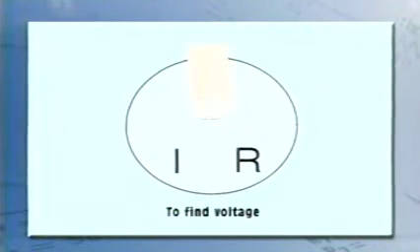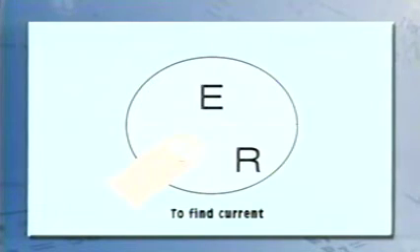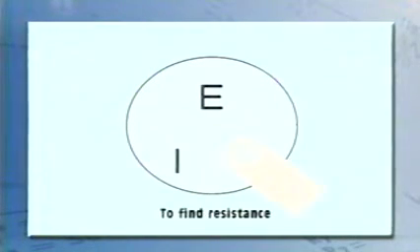A simple chart can help you remember these formulas. If you're trying to find the voltage and you know the current and resistance, place your finger or thumb over the letter that represents voltage, in this case E. The chart indicates that you should multiply I by R. If you are trying to find the current, place your finger or thumb over the letter I. The chart indicates that you should divide E by R. If you are trying to find the resistance, place your finger or thumb over the R. The chart reminds you to divide E by I.